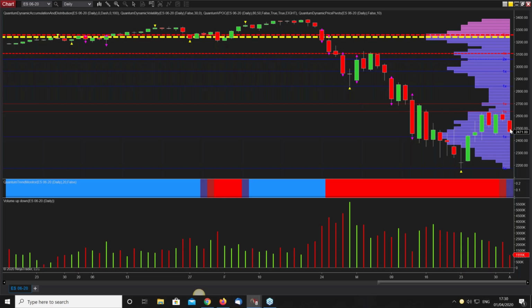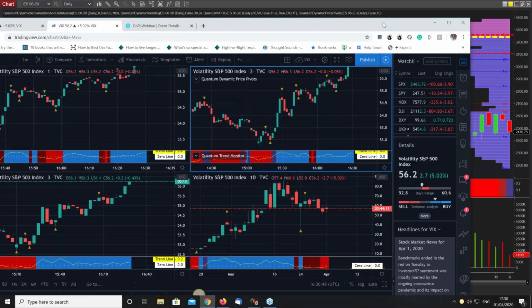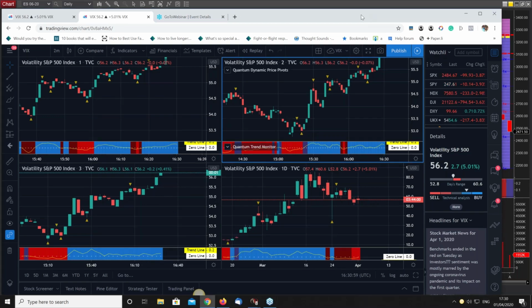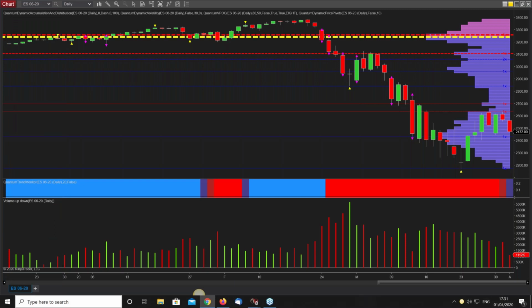I'll just pull the VIX over so you can see it for yourselves rather than me just rambling on about numbers. There we go. It's ticking up quite strongly, as you can see, and that's the reason we're starting to see this quite strong move now in the indices in the opposite direction. Let's pop that back over there.